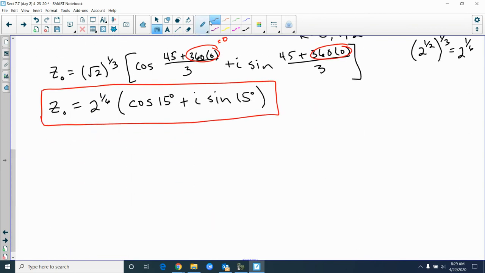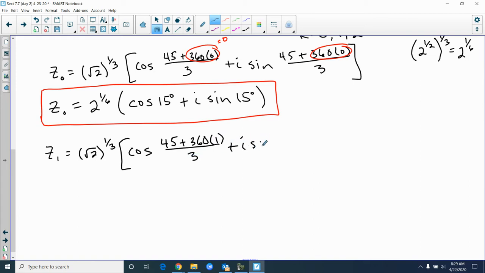Now I need to find two others. I'm going to find the same thing. And I'm going to go through that process so that z sub 1 will equal, because k goes from 0 to 1 to 2, square root of 2 to the 1 over n, which is 3. Cosine 45 degrees plus 360 times k, but k is now 1, divided by 3, plus i sine of 45 plus 360 times 1, divided by 3. So the second one is going to be square root of 2 to the 1/3. Well, that's just going to be 2 to the 1/6. Those are always going to be the same.